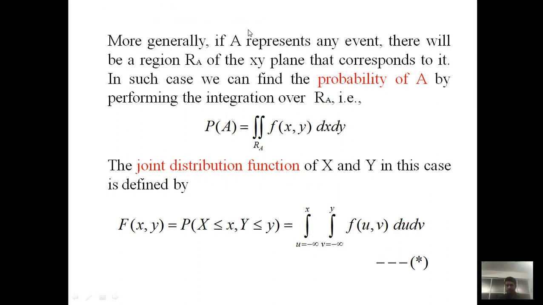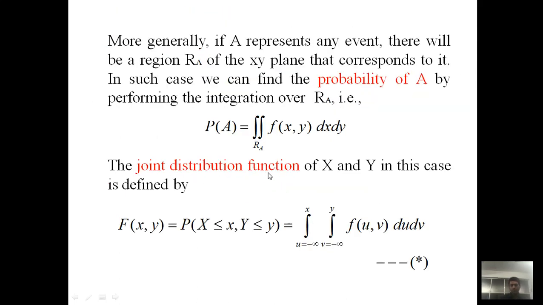More generally, say if capital A represents any event and some particular region, say R suffix A, is a region RA of the xy plane that corresponds to A. So corresponding to any event, the region is RA. In such cases, we find that the probability of that event A, that is probability of A, is equal to the double integral over the same region RA of the probability function f of xy into dx dy. So we just have to follow the same definition.